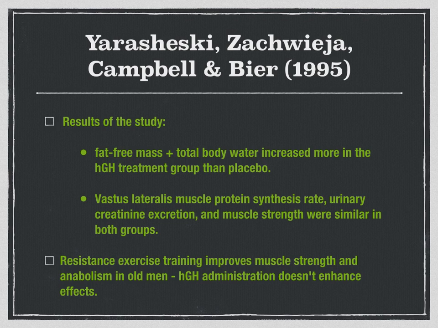Results show fat-free mass and total body water increased more in the hGH treatment group than the control. However, vastus lateralis muscle protein synthesis rate, urinary creatinine excretion, and training-specific isotonic and isokinetic muscle strength were similar in both groups. This suggests that resistance exercise training improves muscle strength and anabolism in older men, but the administration of hGH does not enhance these effects.